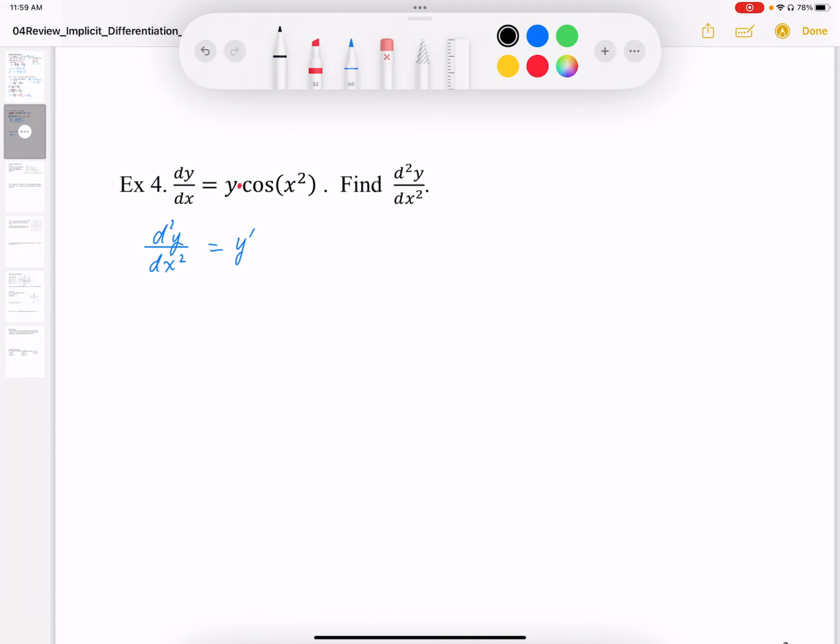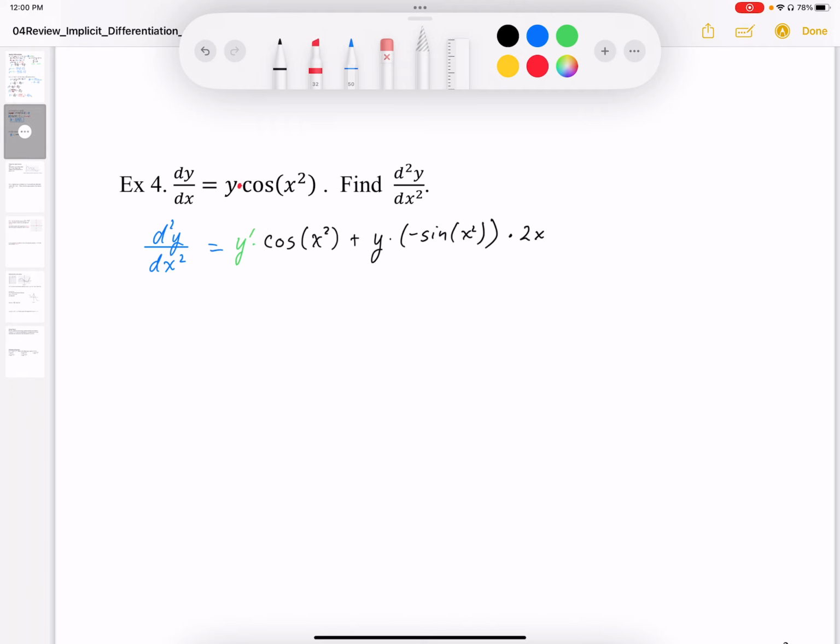times cosine of x squared plus y times, the derivative of cosine is going to be negative sine x squared, and then there's a squared embedded inside, so I end up with chain rule times cos x. Okay, so I'm just going to change the color of this one here. I'm going to change that to maybe green.